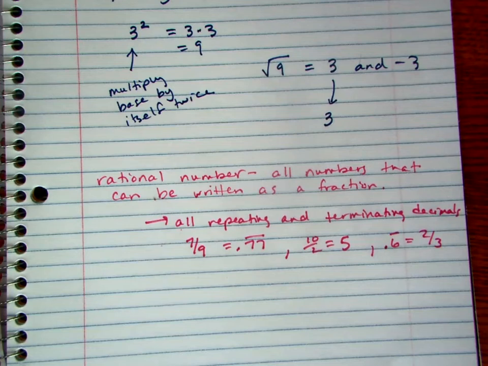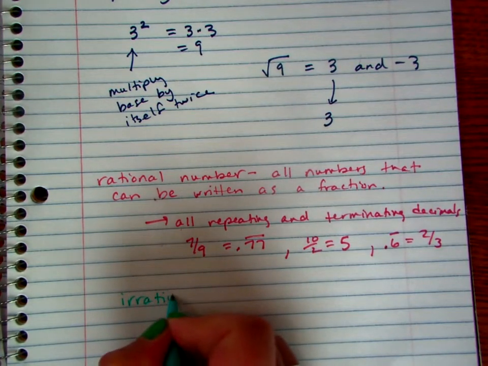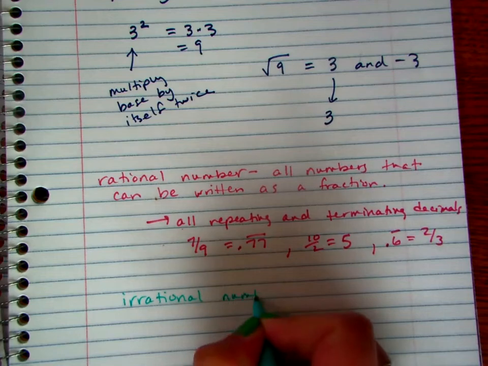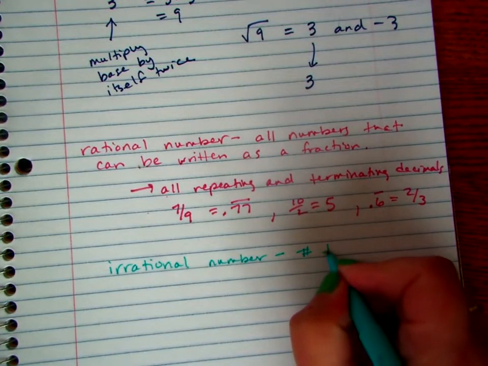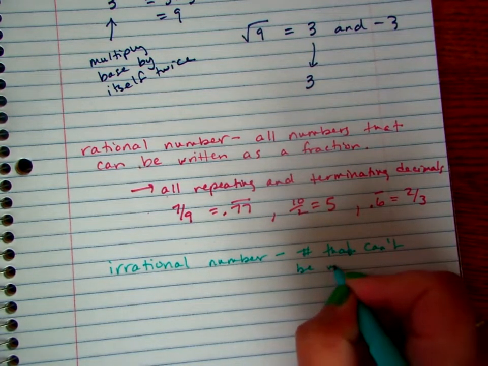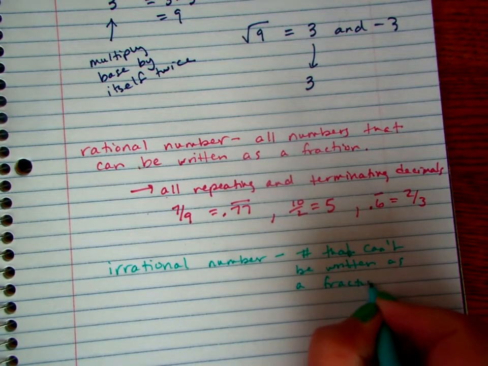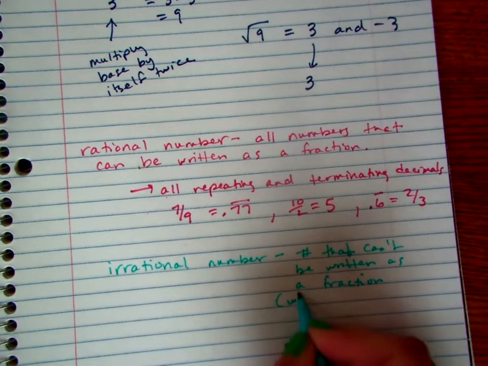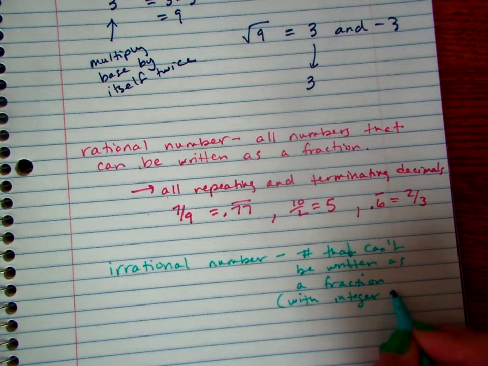We'll be using rational numbers when we do the Pythagorean theorem, but we'll also be using something called an irrational number. So this is a number that can't be written as a fraction. Okay, at least not with integer numerator and denominator, basically.